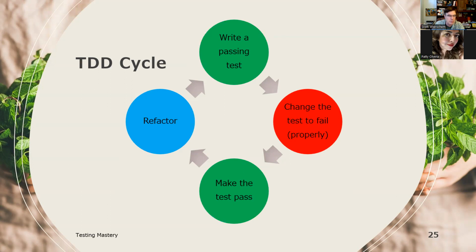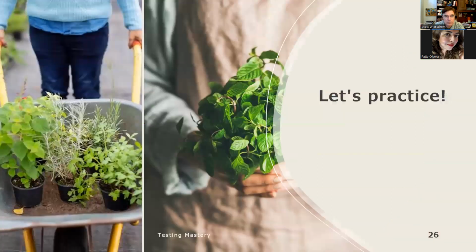So basically, we verify that it does what it already does, and then when we write the failing test, that makes sure that we can always fall back to a working state, which is really important when you're maintaining code. So let's practice that.